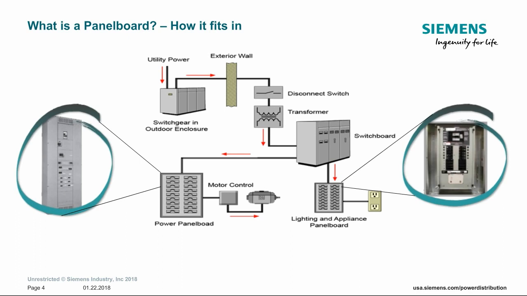At this point, the power comes into the switchboard, which acts like a distribution system to all of the lower loads. At this point, we reach the focus of our presentation, lighting panel boards and power panel boards. These act as kind of the last line of defense before your power gets fed into either your lighting and appliances from a lighting panel board or a motor control for a power panel board.